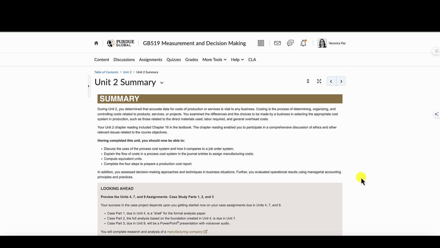Additionally, your Unit 2 chapter readings included Chapter 16, which hopefully enabled you to participate in the discussion on ethics and other related issues, and also enhance your learning of the course objectives.